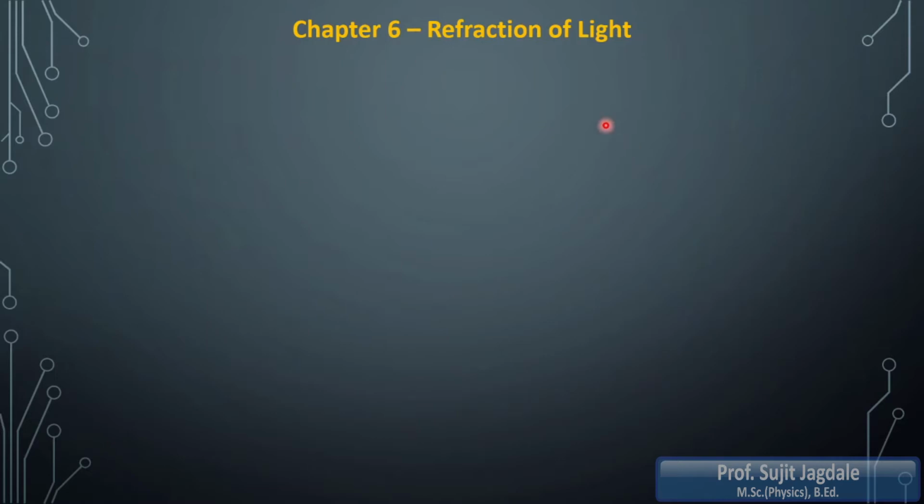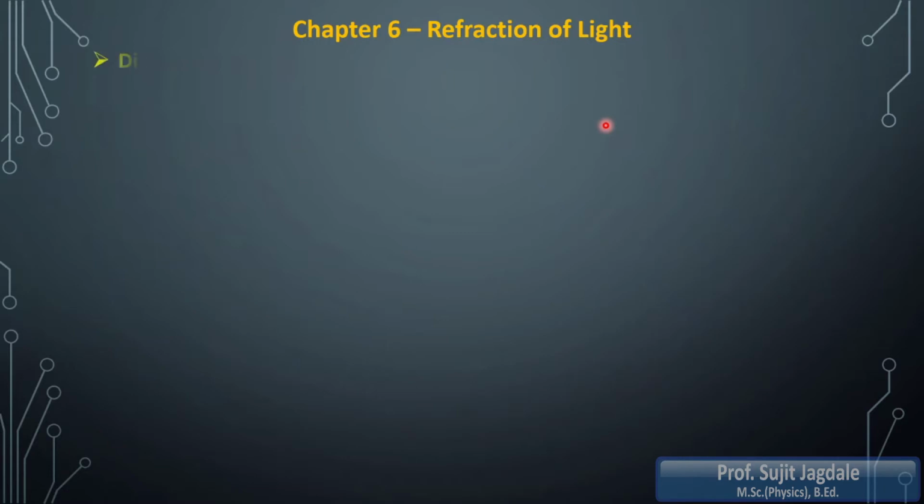Now today we are going to start the next concept from chapter number 6, Refraction of Light, from Science Part 1, and for class 10 we are considering this lecture series. In the previous 3 lectures we had considered the concept of refraction of light, how it occurs, and some concepts like Snell's law and twinkling of stars. If you haven't watched those videos, I have shared the link in the description so you can watch them also.